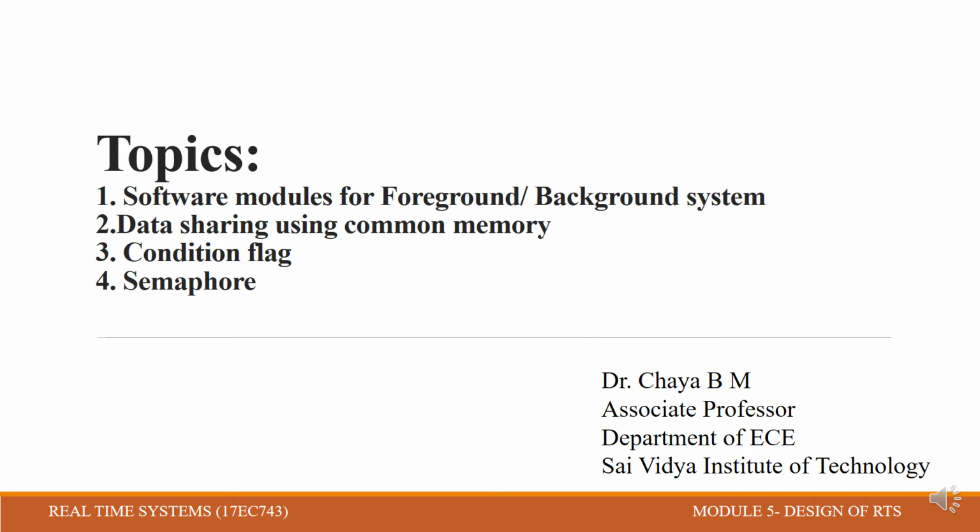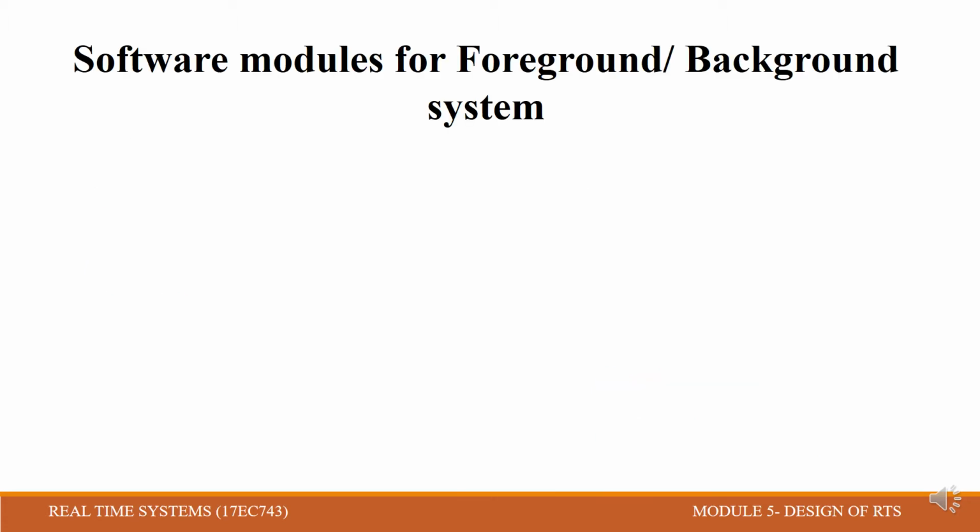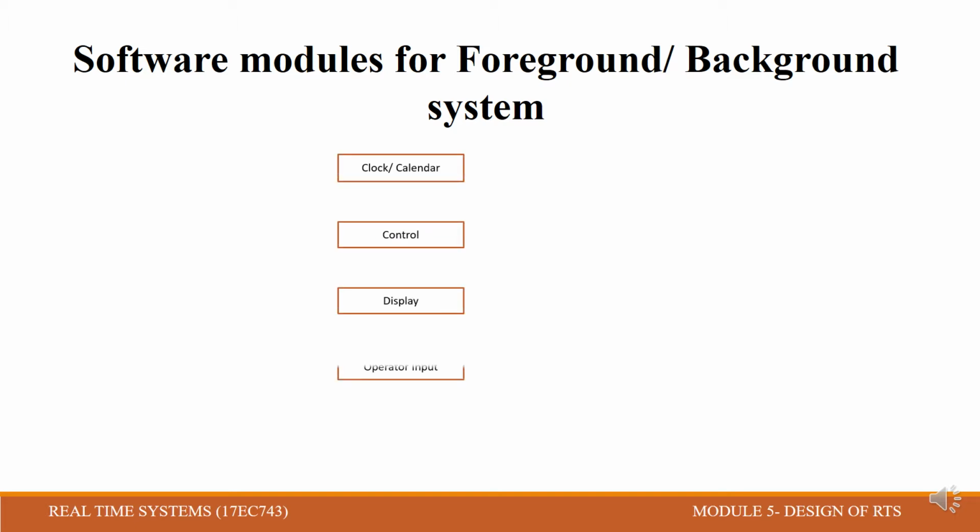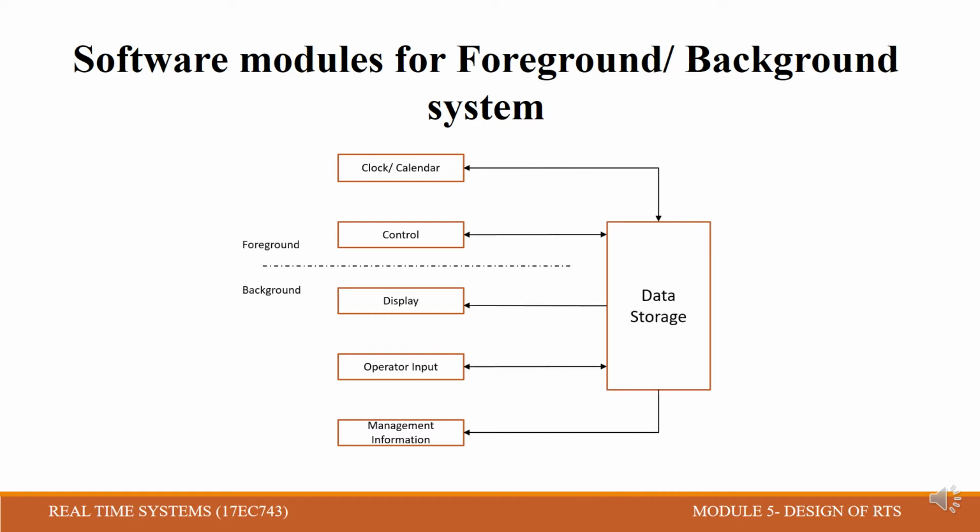In this video we'll be looking into the following topics: software modules for foreground or background system, data sharing using common memory, condition flag and semaphore. The software modules for foreground and background system showing data storage is clearly visible here. We can see that the foreground tasks are separated. These modules we have seen in the previous sections also, and to understand what the software modules are and how to separate them, we have taken this example. Background tasks: we have a display module, operator input module and management information module.